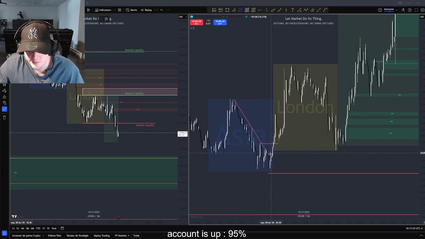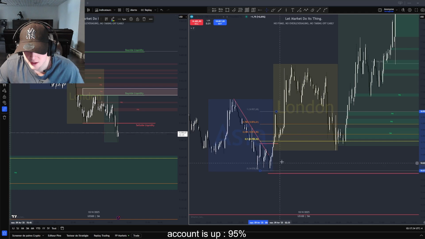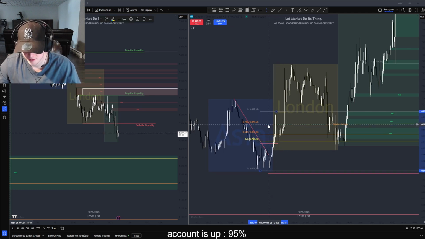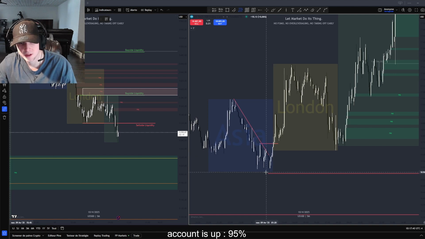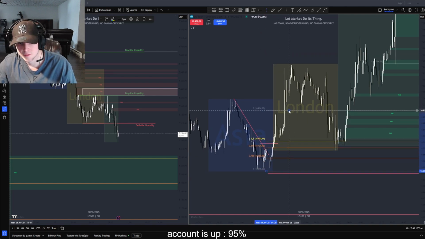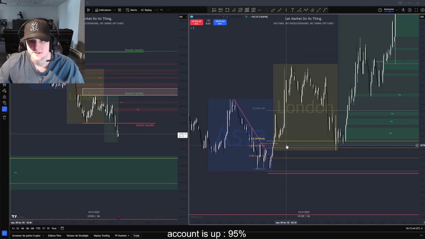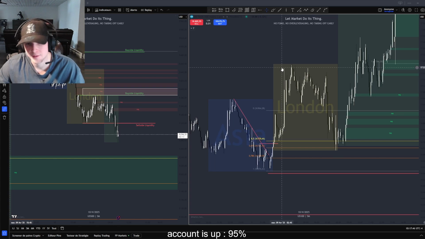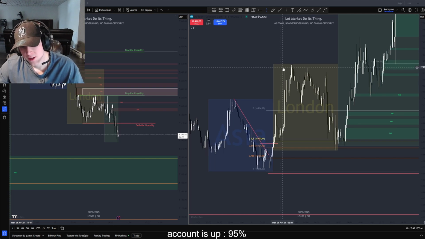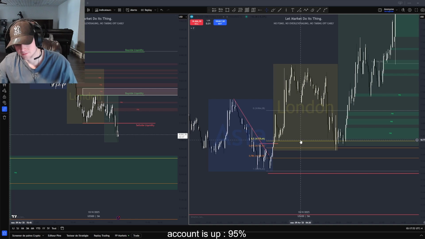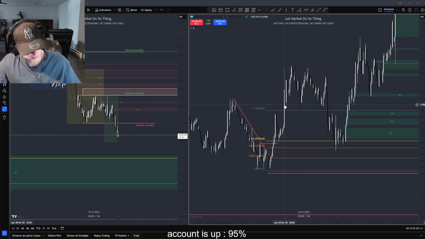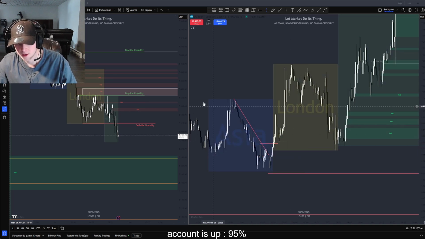You guys see that it's a bunch of bullish candles. Pull back to EQ. Okay, bang, big move up. Big displacement. Right now, this right here.